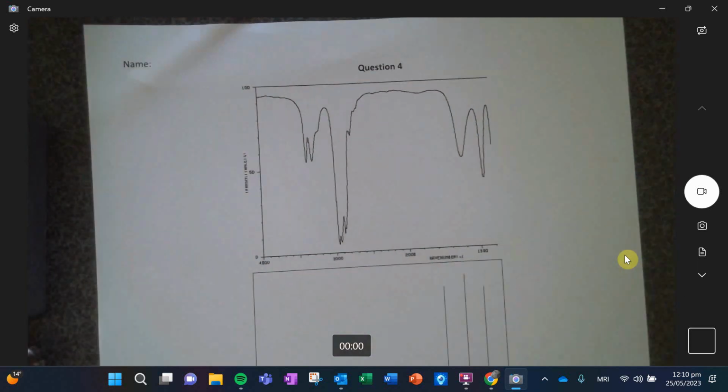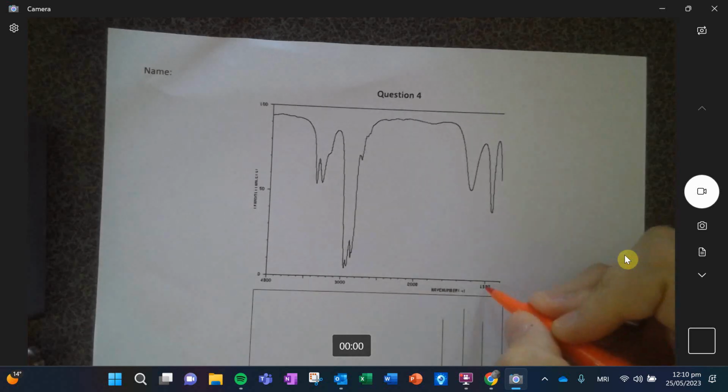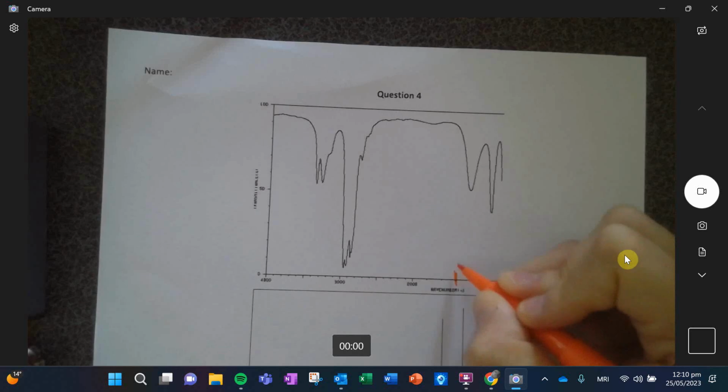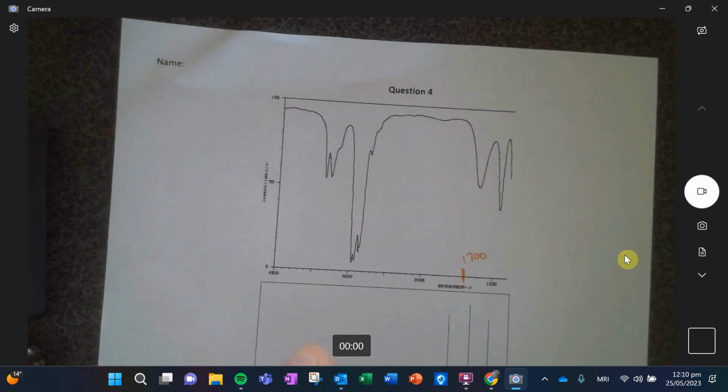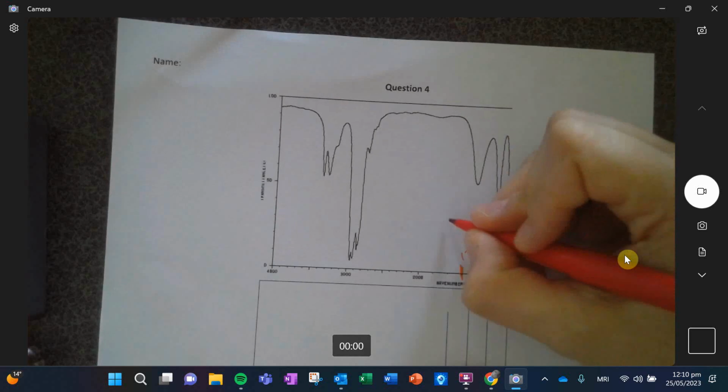All right. First thing I'm looking for, do your 2 reference points. So 1700, that's 15, 16, 17 is right here. Would I say that this is a carbonyl? No, because we know that those carbonyls are almost at 100%. So we're going to say no carbonyl.